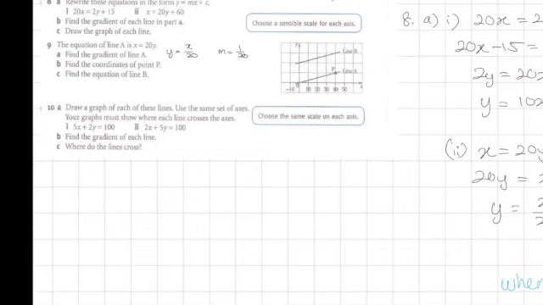Find the coordinates of point P. Point P is when x is equal to 40. So the coordinate will be 42. Okay. Find the equation of line B. So this here is 2. It must be 4. So line B is y is equal to x over 20 plus 4.